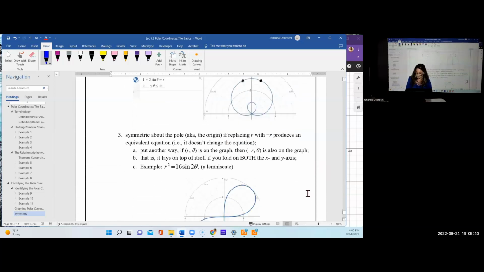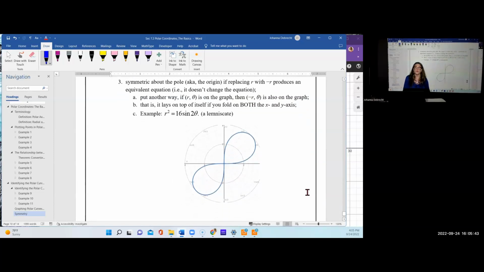And then we have one more type of symmetry, which is symmetry about the pole, or in other words, symmetry about the origin. So we have the same 3 types of symmetry that we have in the rectangular coordinate system. X-axis symmetry, replace theta with negative theta. Y-axis symmetry, replace theta with the supplementary angle, pi minus theta, doesn't change the equation. And then we have origin symmetry. For origin symmetry, it actually is somewhat easier here. We replace r with negative r. In other words, you're shooting out on that 180-degree line, and it will produce an equivalent equation. So if (r, theta) is on the graph, then (negative r, theta) is also on the graph.